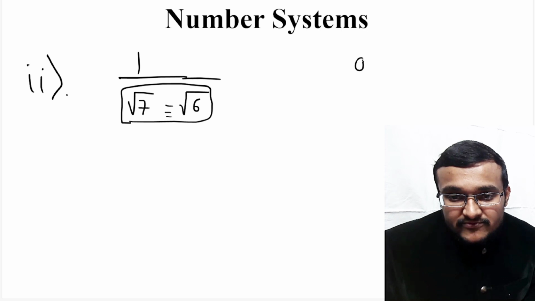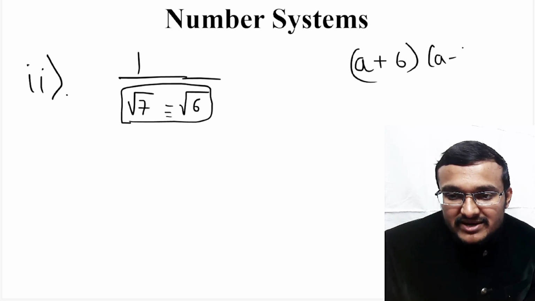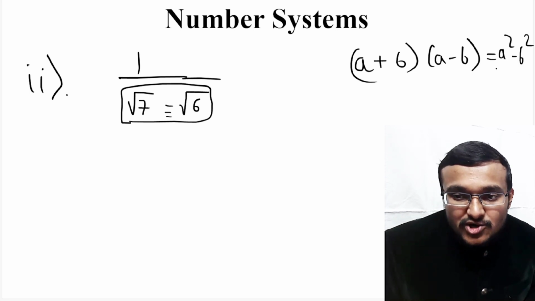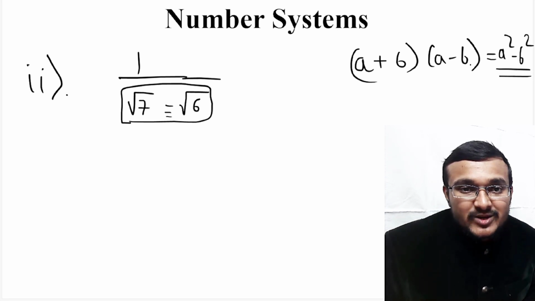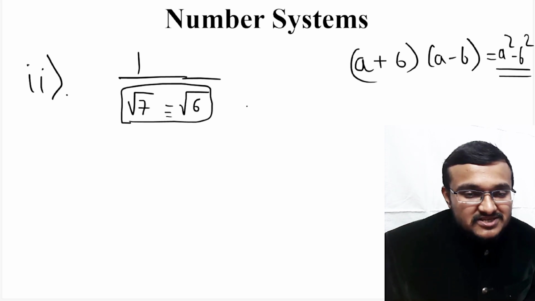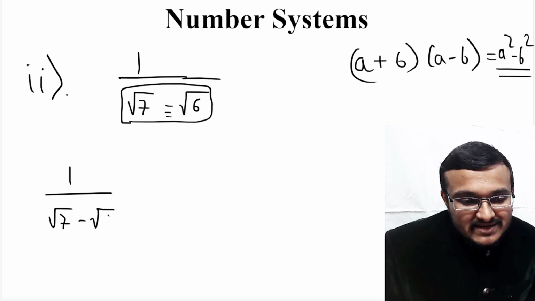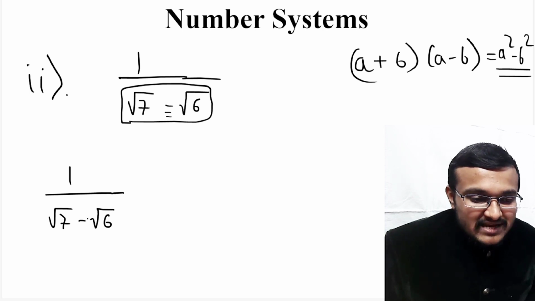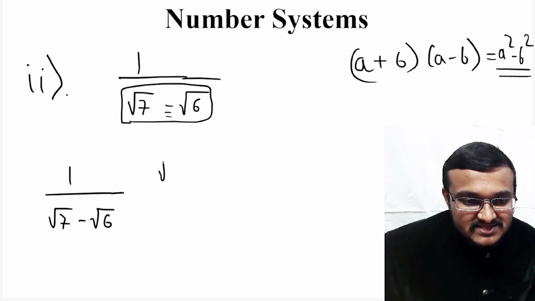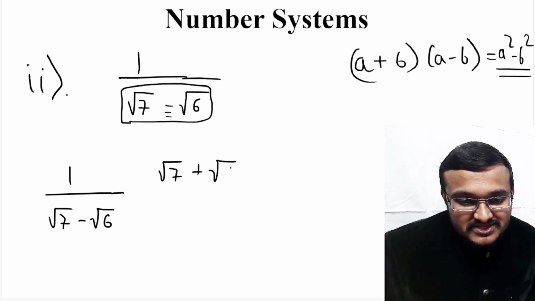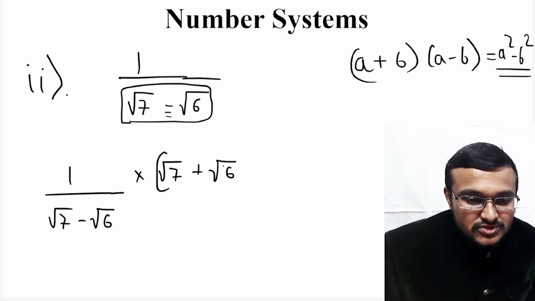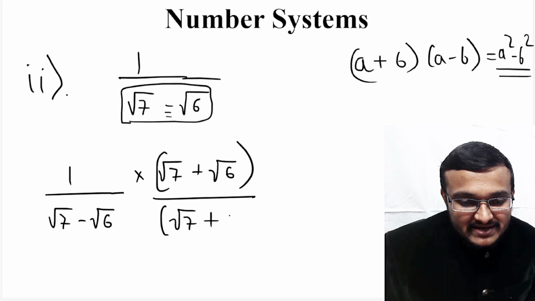Because we know that a plus b multiplied with a minus b will give you a square minus b square. So in order to make a square minus b square in the denominator, we are using this particular trick. That trick is, you can just take positive value in between root 7 and root 6, that is root 7 plus root 6, and you can multiply this root 7 plus root 6 to both numerator and denominator.